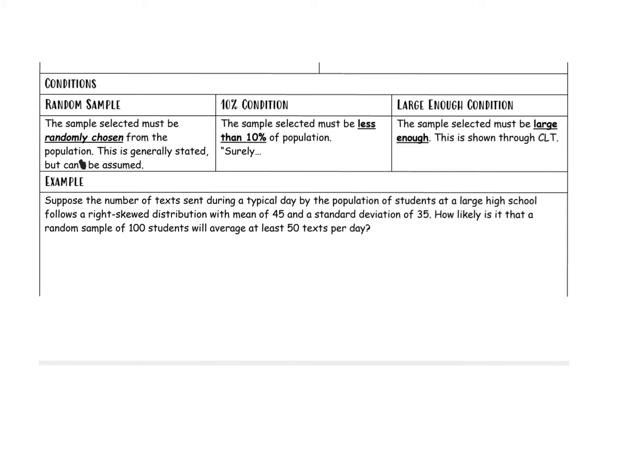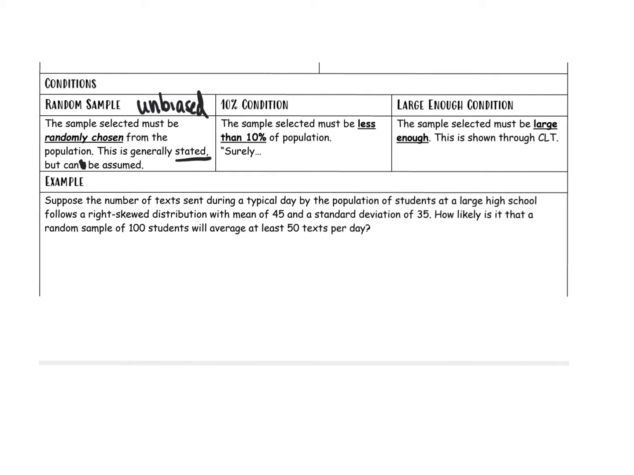Most of the time, this will be stated. But if it's not stated, we can assume it. And by assumption, I mean, if you select some people, we can assume that the people don't know each other, so they're randomly chosen. Those types of things. We need this because we need the sample to be unbiased, the estimator to be unbiased.